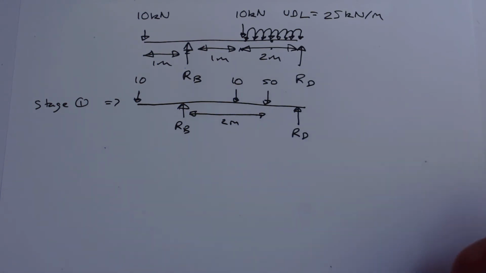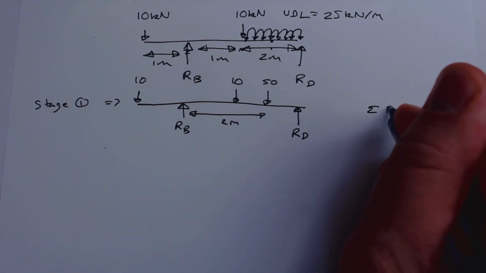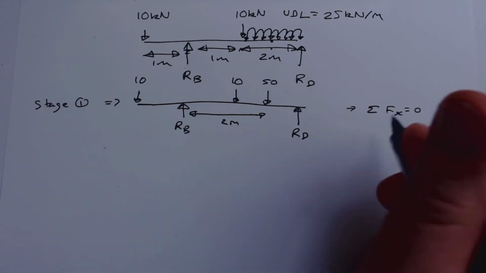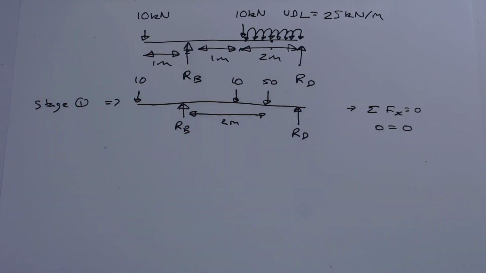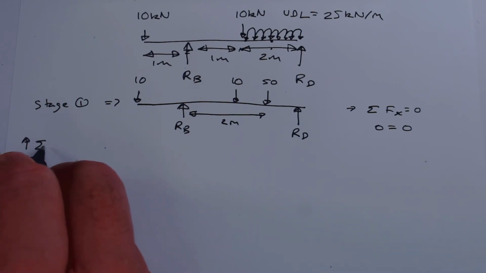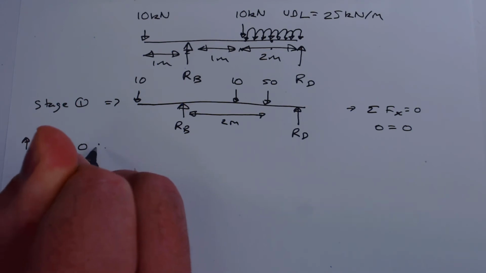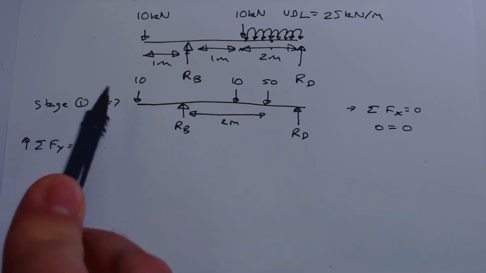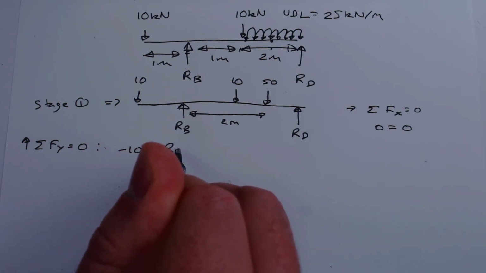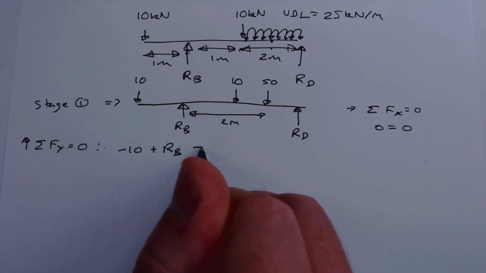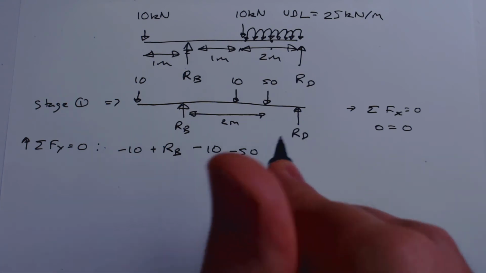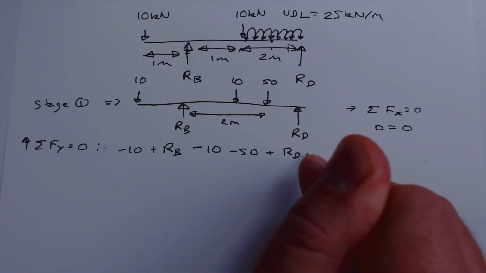Right, now let's start doing the forces. I'll do the force Fx over here. It's redundant. So sum of the forces in the x direction, and I'm going to get 0 equals 0. Now let's look at something more interesting. Let's sum up the forces in the y direction. So starting here, we're going to have minus 10. This one here, we're going to have plus RB. This one here, minus 10. This one here, minus 50. This one here, plus RD equals 0.